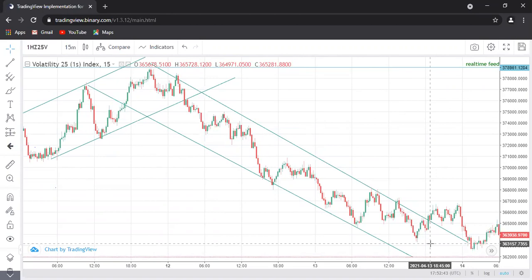Okay. So now, can someone mention the kind of rejection candle that we have? Rejection candle. Can you mention a rejection candle that we have? Yeah. Doji. Example of rejection candle. Doji is there. Yeah. Doji.